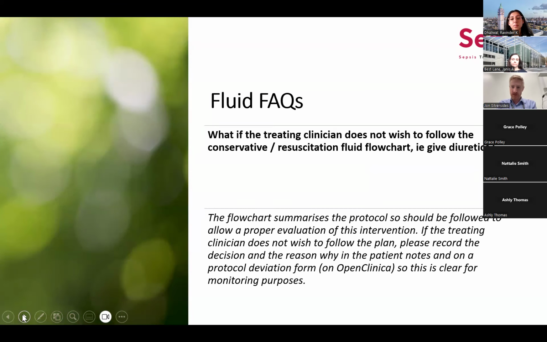I would stress that we have demonstrated safety, and some of the concerns around cardiovascular stability and AKI, for example, with diuretics, are not borne out by evidence. And I'm happy to provide supporting evidence if needed. But yes, if it does happen, please record it and let us know why, and fill in a protocol deviation form. Thanks.